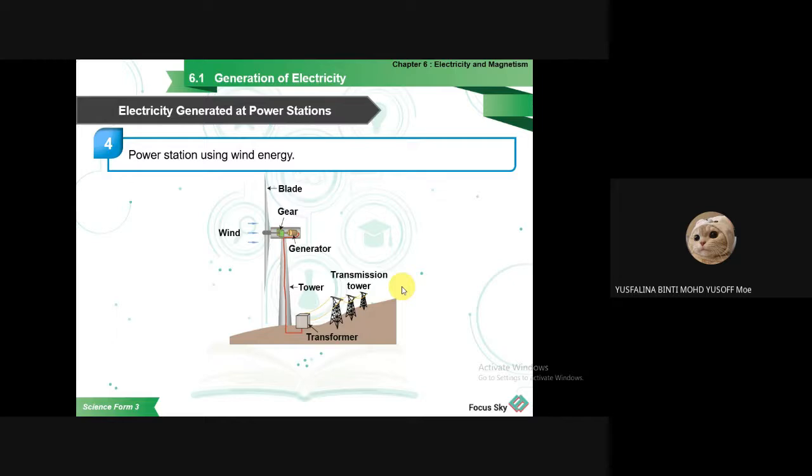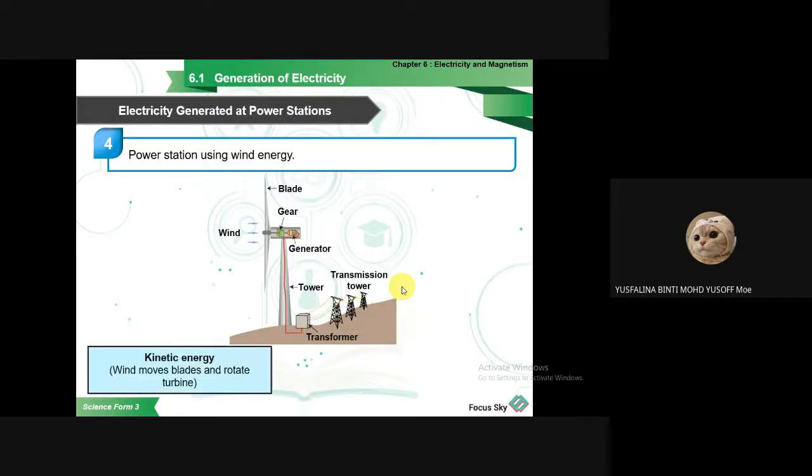If you use thermal, you have to burn the coal, and the coal will heat up the water, and the water changes to steam. That one is different, but basically at the end it is all the same. The turbine has to rotate, and the generator also has to rotate to produce the electricity, then it transmits to the transmission tower.